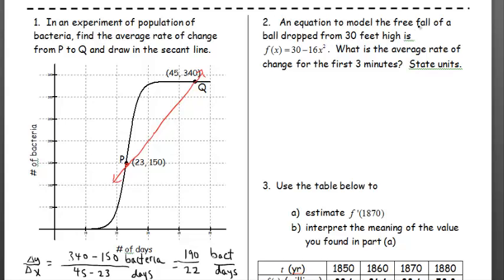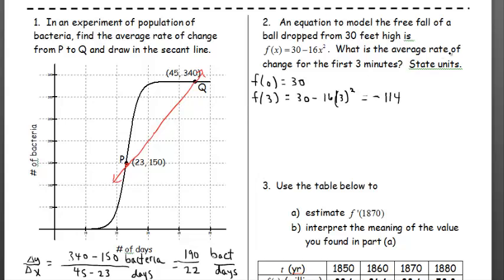So an equation to model the free fall of a ball dropped from 30 feet high is, we've got a function to work with this time. What's the average rate of change for the first 3 minutes? So from t equals 0 to t equals 3, or in this case, x equals 0 to x equals 3, since x is the input. So let's find f of 0. That's easy. That's just 30. And let's plug in 3. When you do the computations here, you get negative 114.